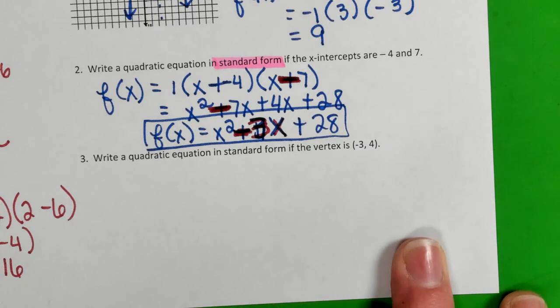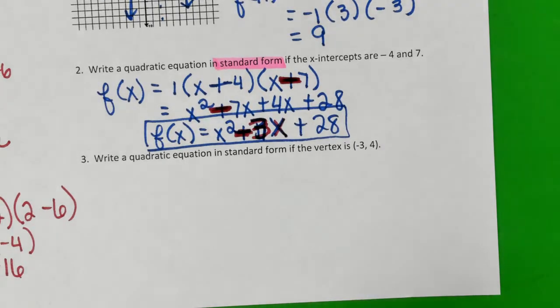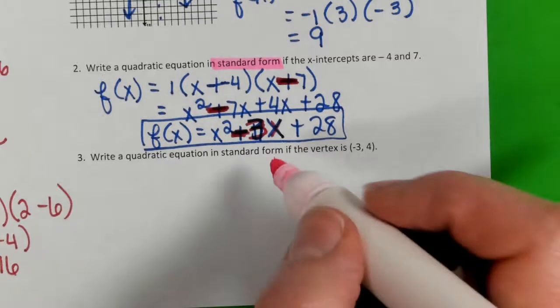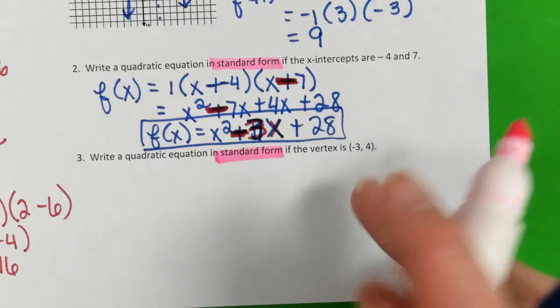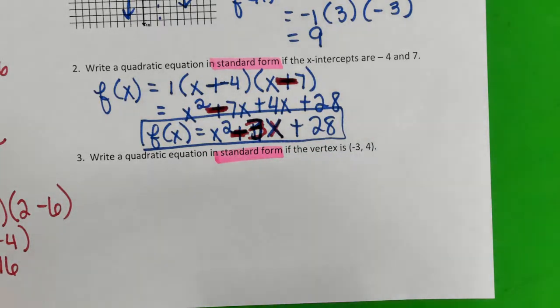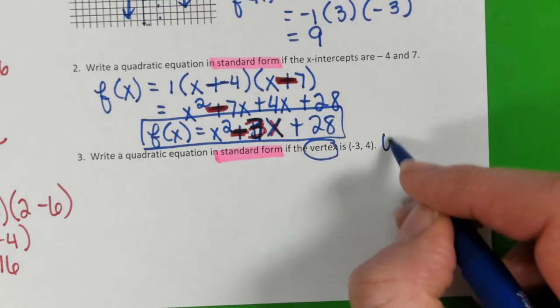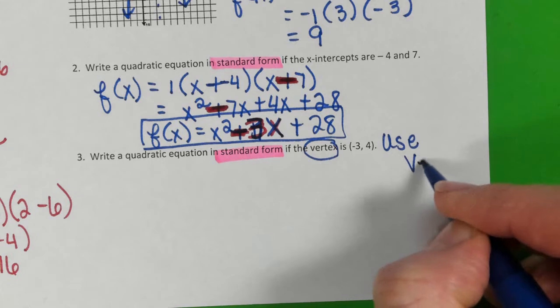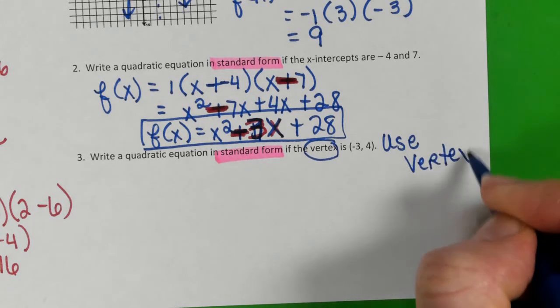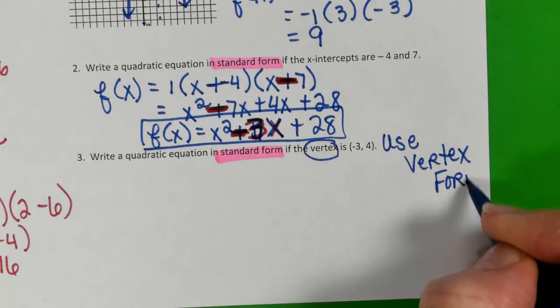Okay, number 3. Ooh, did I stump you guys on this one? Write a quadratic equation in standard form if the vertex is -3, 4. So, can we use intercept form for this one? The answer is no, right? If we're given the vertex, we have to use vertex form to write it in standard form.